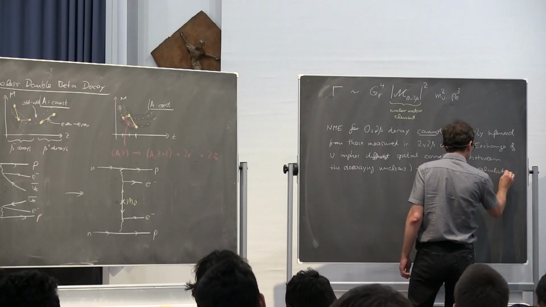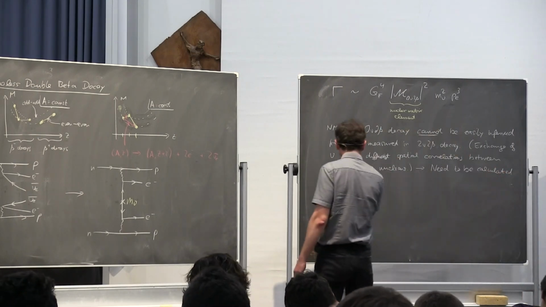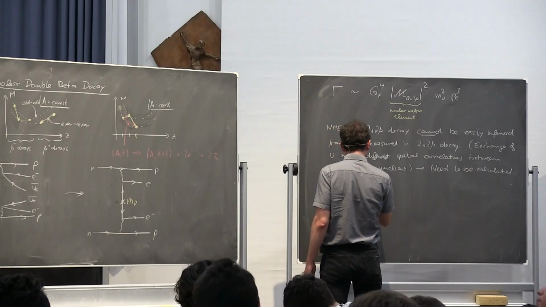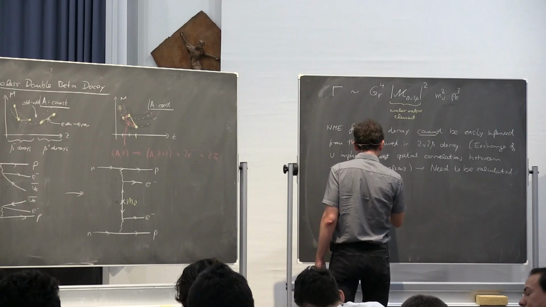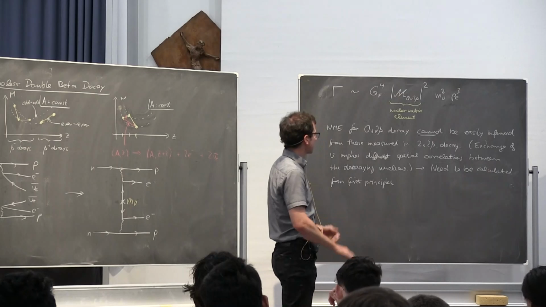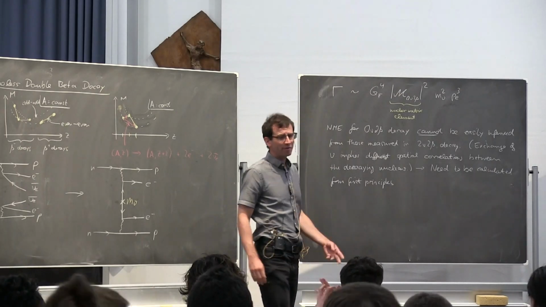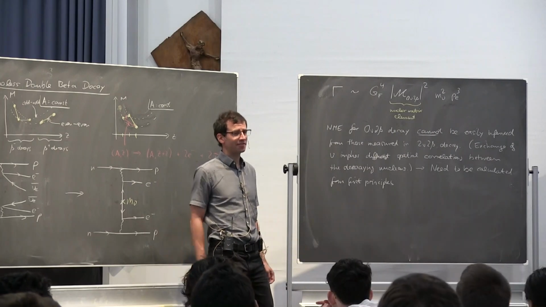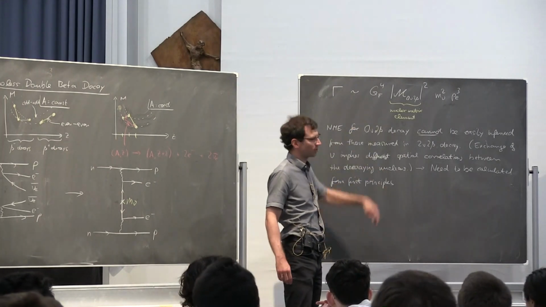Need to be calculated from first principles. Now, I won't have time to go into the details of these methods. There's a number of methods on the market that have different advantages and disadvantages and typically give different results. So that's a major source of uncertainty.